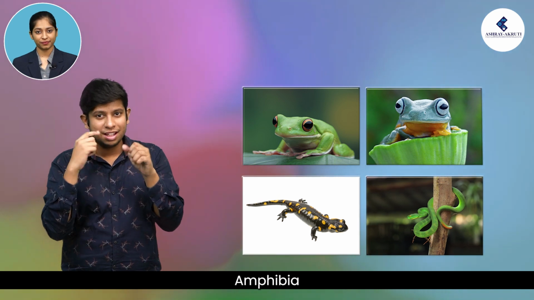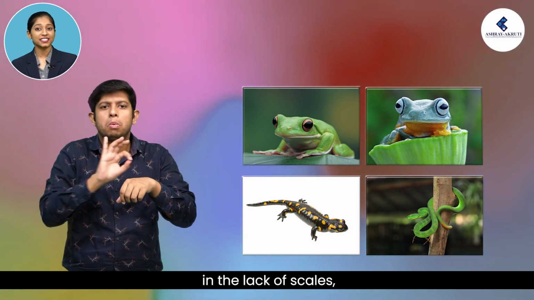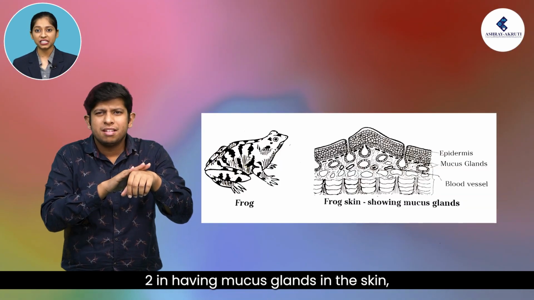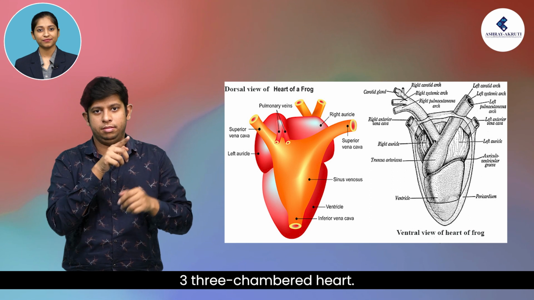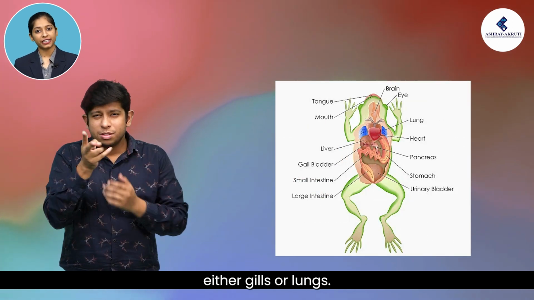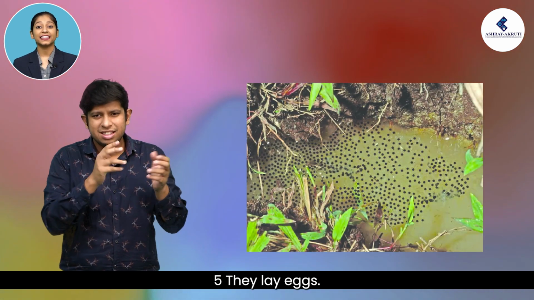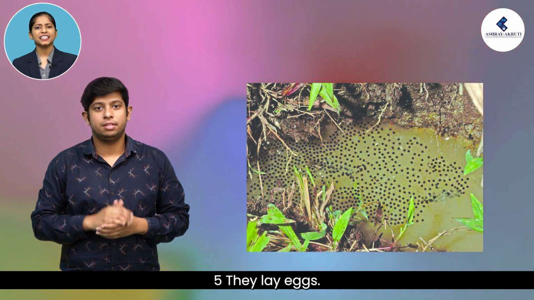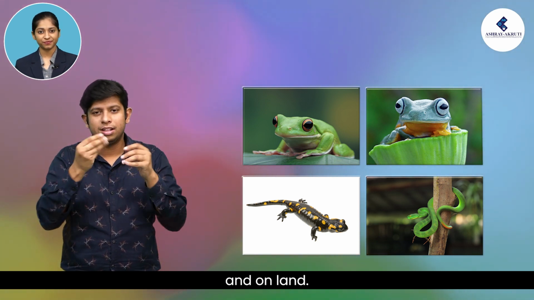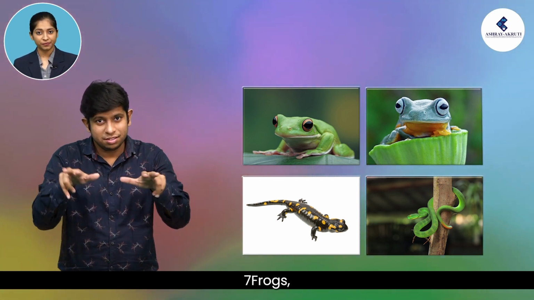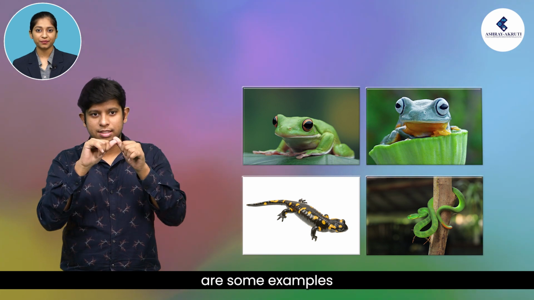Amphibia. These animals differ from the fish in the lack of scales and in having mucus glands in the skin. Three-chambered heart. Respiration is through either gills or lungs. They lay eggs. These animals are found both in water and on land. Frogs, toads, and salamanders are some examples.